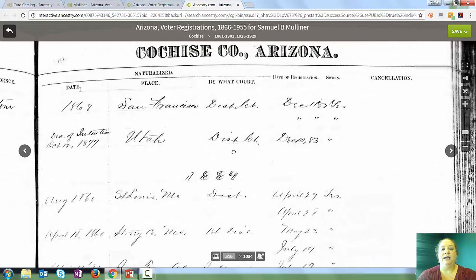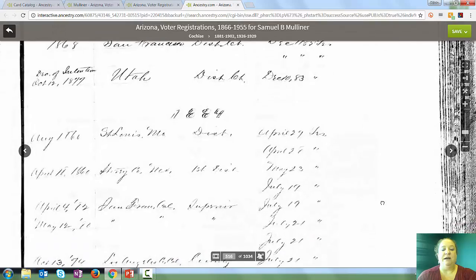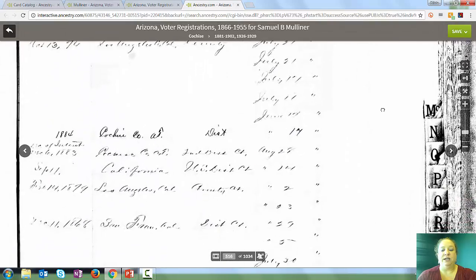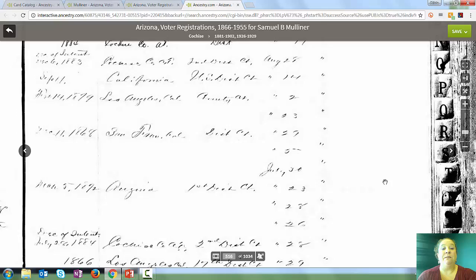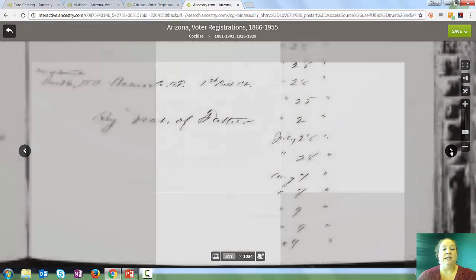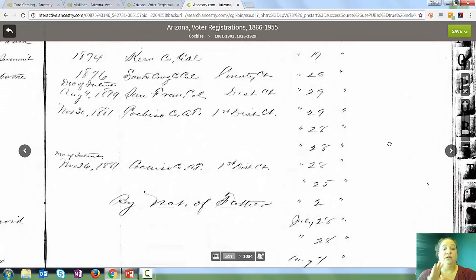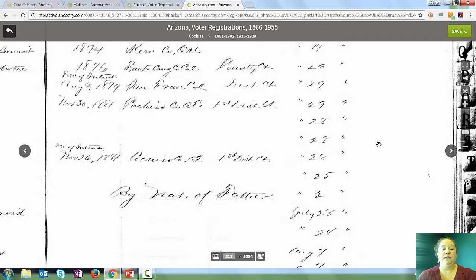And then there is date of registration information. And then there's a column for cancellation of registration. Now, typically, registration is canceled because somebody moves out of the county. So again, that's going to be an indicator for you of additional information available that they might have moved in between those census years. Here's that record that says by naturalization of father.